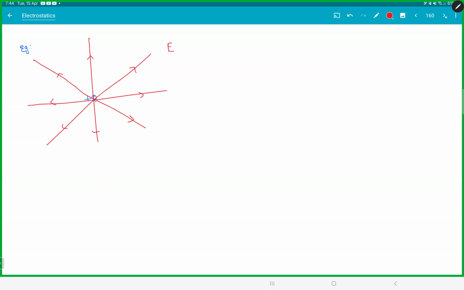How are the equipotential surfaces? They are concentric shells. There you can clearly see they're perpendicular.